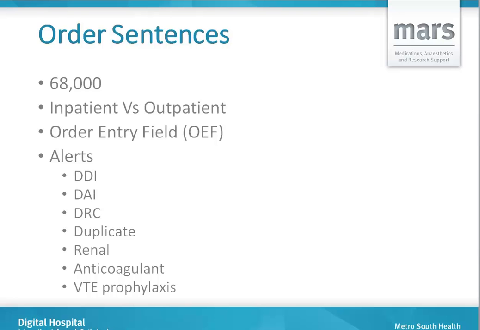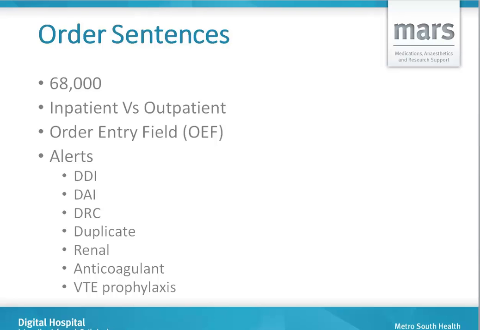Order sentences that you see will definitely be influenced by whether you're in an inpatient encounter or an outpatient encounter. Typically, in an outpatient encounter, you won't see the IVs, for example, but the type of encounter will depend on what kind of results you see. There's the order entry field, which you'd be familiar with if you're currently placing electronic orders in the patient's chart, and that just holds the mandatory information.